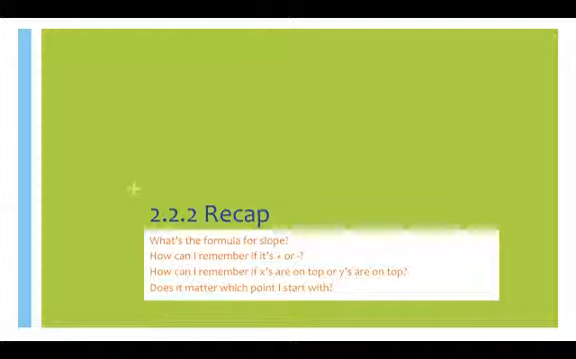So our recap, you've got to know the formula and how to use it. Remember, it's the change or the difference in y's, so that's why the negative, it's a minus, not a plus. Remember, it's y's a rise. Remember, it's change in y first. Remember, the steeper it is, the faster it rises. And it doesn't matter which point you start with. You just have to be consistent. Don't mix and match.